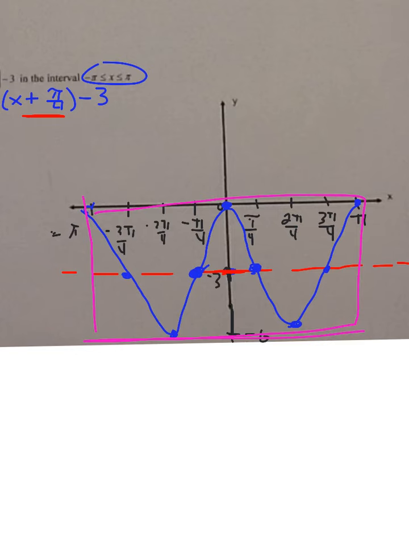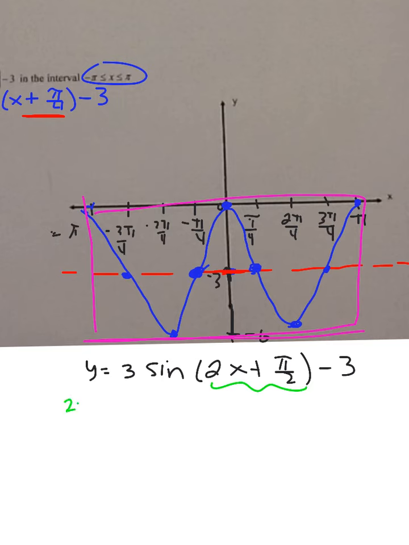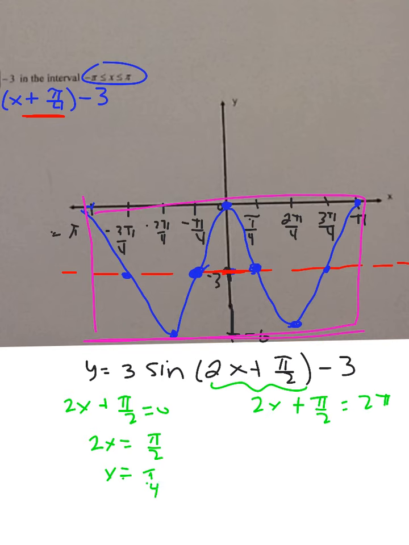And now I just have to find the interval for one complete cycle. So I take y equals 3 sine 2x plus pi over 2 minus 3. And I take what's inside because the 2 is already distributed. So I have 2x plus pi over 2 equals 0, and 2x plus pi over 2 equals 2 pi. All right, so we are going to minus pi over 2. I get 2x equals negative pi over 2. Divide by 2, and I get x equals negative pi over 4.